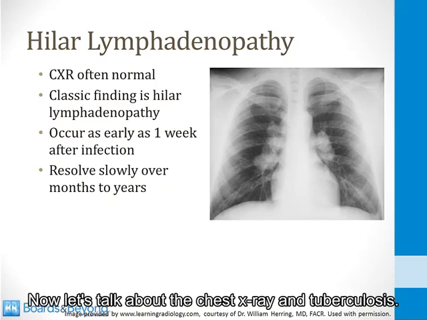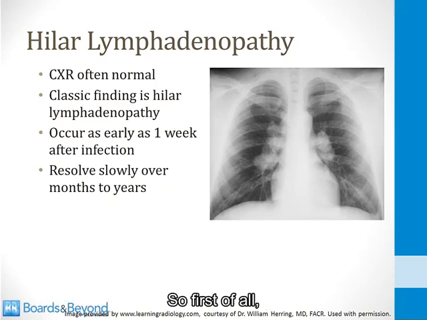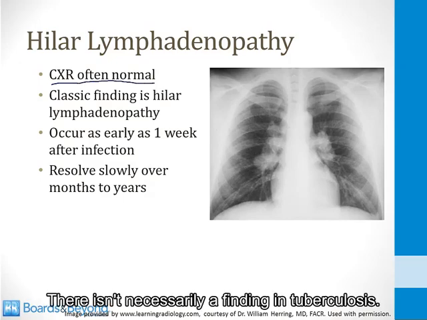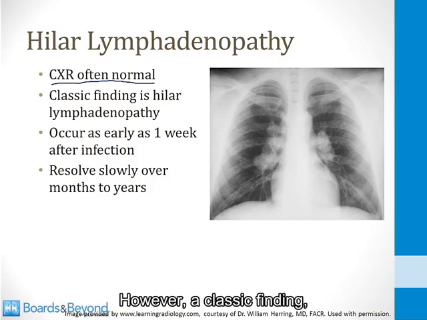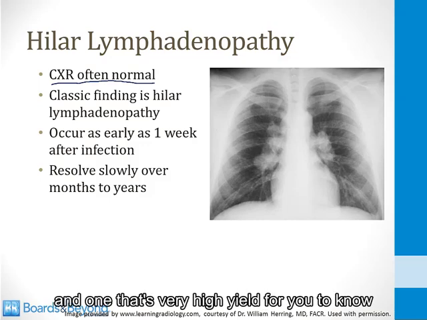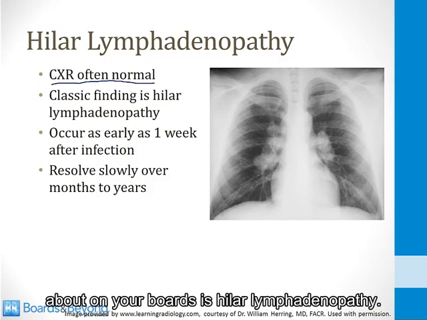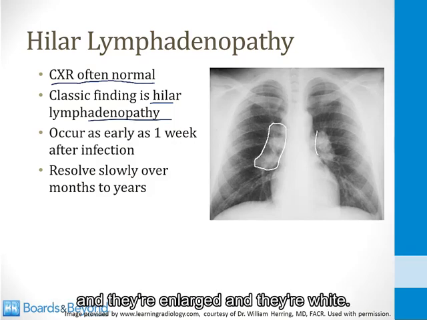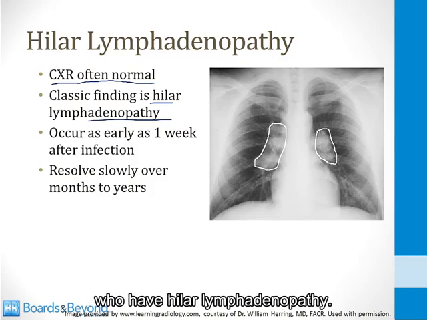Now let's talk about the chest x-ray and tuberculosis. So first of all, you should know that the chest x-ray is often normal, so there isn't necessarily a finding in tuberculosis. However, a classic finding, and one that's very high yield for you to know about on your boards, is hilar lymphadenopathy. If you look at this x-ray on the right, I'm circling the hilar lymph nodes in this patient, and they're enlarged and they're white. And this is what you see in patients who have hilar lymphadenopathy.